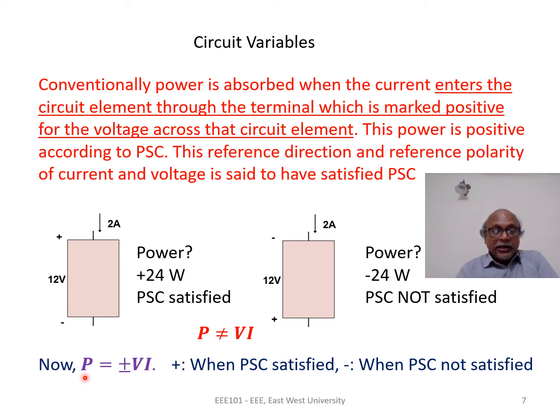And what is the new formula? The new formula is P equal to plus minus VI. When to consider plus sign and when to consider minus sign? We will consider plus sign when passive sign convention is satisfied. That means when current enters through plus of the voltage. We will choose the minus sign when passive sign convention is not satisfied. That means when current enters the circuit element through the minus of the voltage.